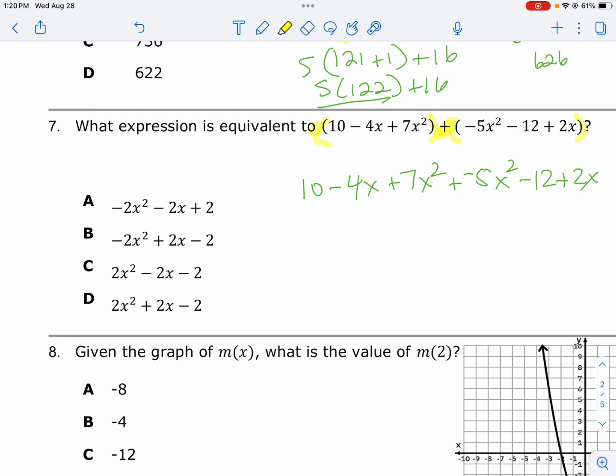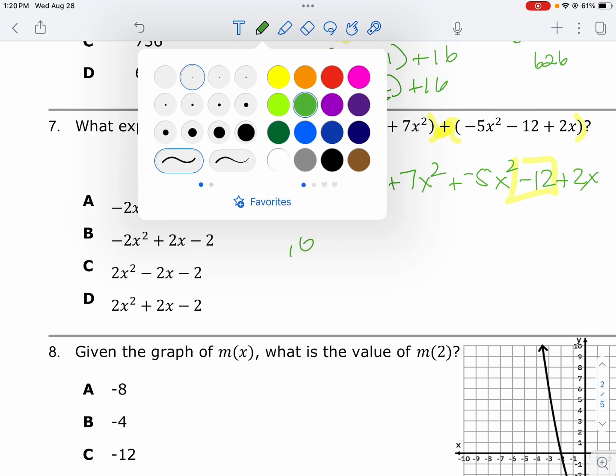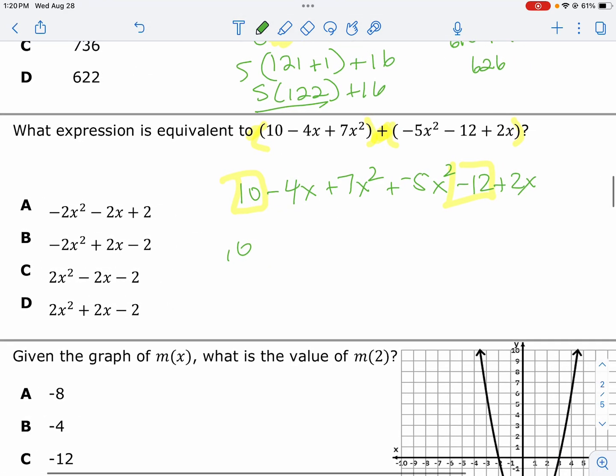So I'm going to start with the first thing I see, which is a 10. That's called a constant. I'm going to go find my other constant, negative 12. I'm going to add them. I'm going to get negative 2. When I go look at my answer choices, one of them doesn't have a negative 2. If you look, A is automatically out because it's a positive 2.